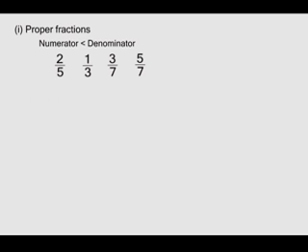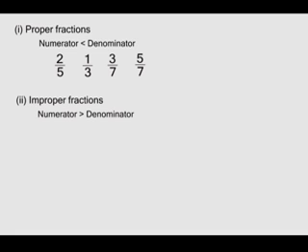If on the other hand the numerator is larger than the denominator, the fraction is called an improper one. For example, 5/3, 5/4, 9/2, and so on. An improper fraction is larger than 1.